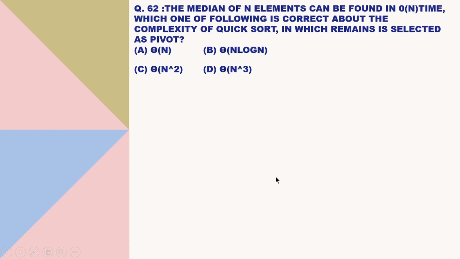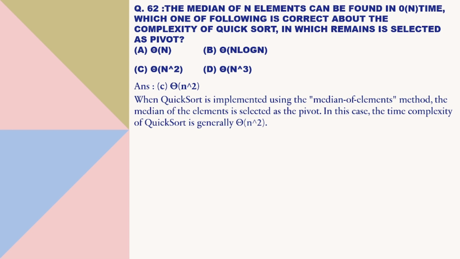Our second question is: the median of n elements can be found in order of n time. Which of the following is correct about the complexity of quicksort, in which the median is selected as pivot? Here we have four options, and option C is the correct answer, because when quicksort is implemented using the median of elements method, the median element is selected as a pivot. In this case, the time complexity of quicksort is generally n raised to 2. So the correct answer is option C.